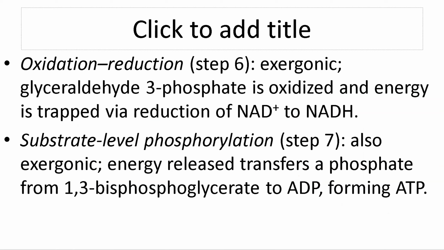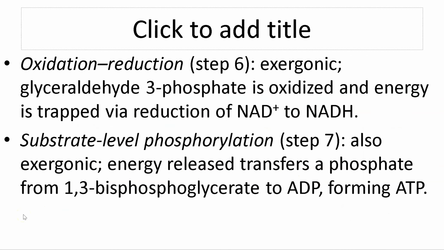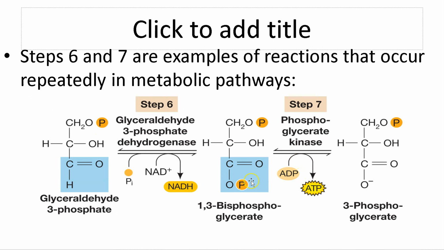So oxidation reduction is exergonic. So this phosphate is oxidized. The energy is trapped via reduction of NAD+ to NADH. There you go, right? Where'd the hydrogen go? It came from here to there. So this is just how it works. Oil rig, oxidation reduction reactions. And then substrate level phosphorylation, here's step 7. We have 2 phosphate, phosphate, and then the phosphate is transferred to ATP.